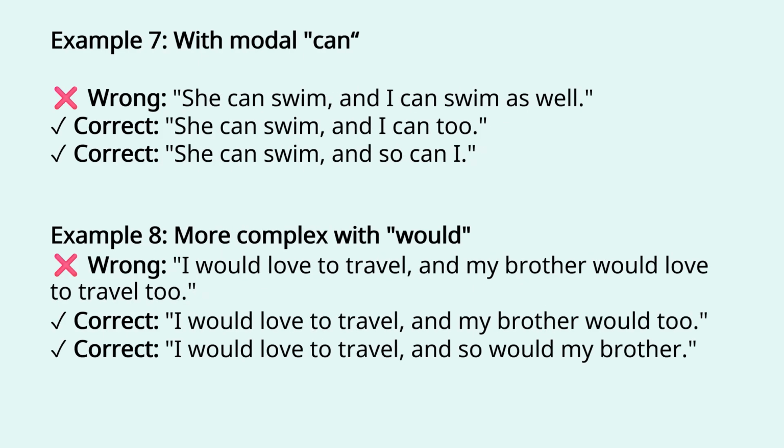Example 7 with modal can. Wrong: "She can swim, and I can swim as well." Correct: "She can swim, and I can too." Correct: "She can swim, and so can I." Example 8, more complex with would. Wrong: "I would love to travel, and my brother would love to travel too." Correct: "I would love to travel, and my brother would too." Correct: "I would love to travel, and so would my brother."